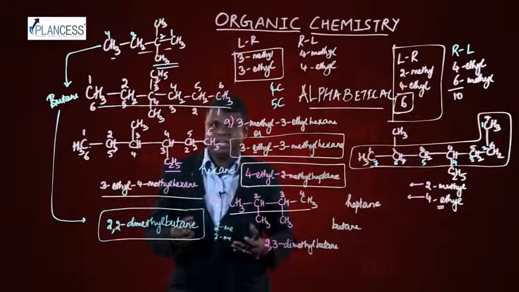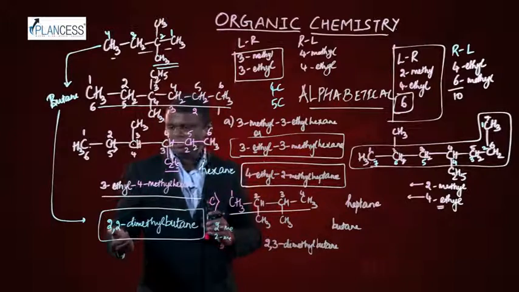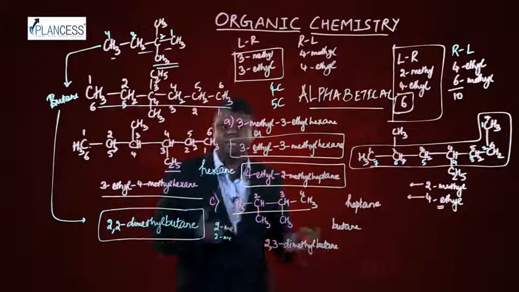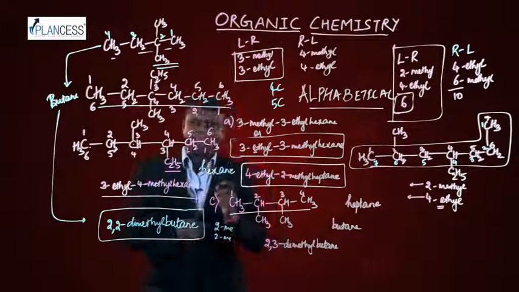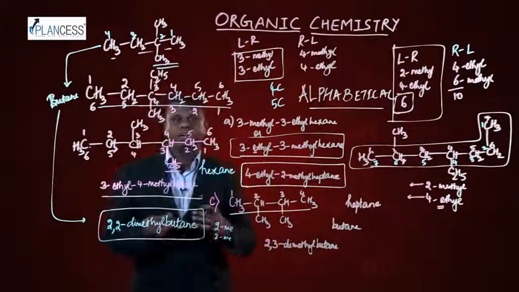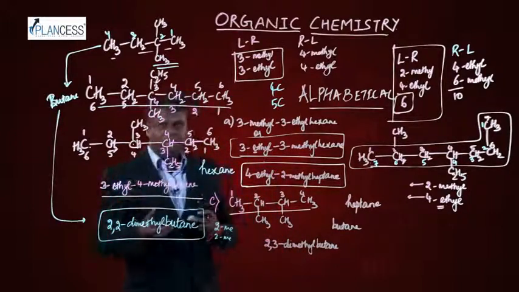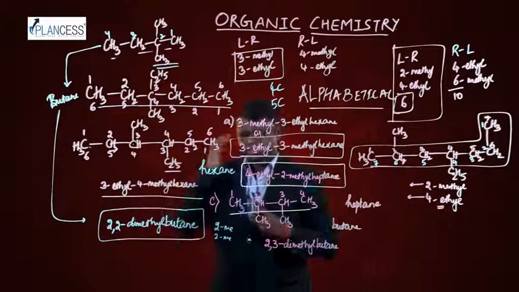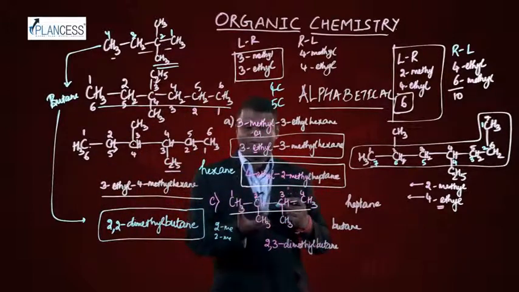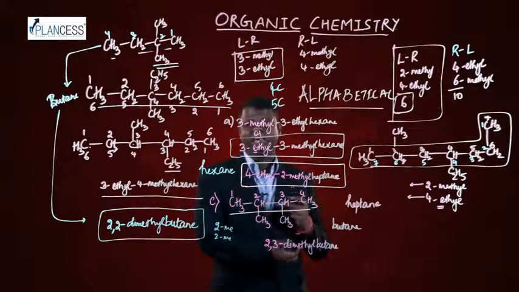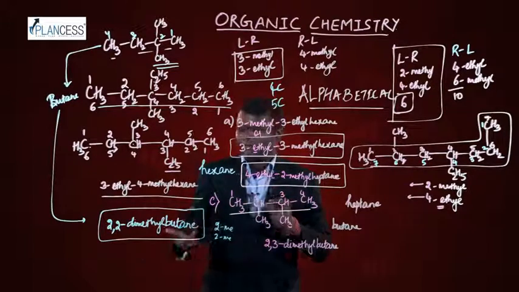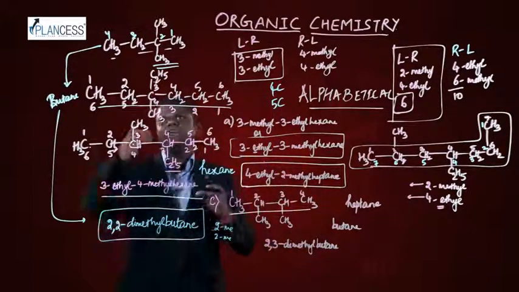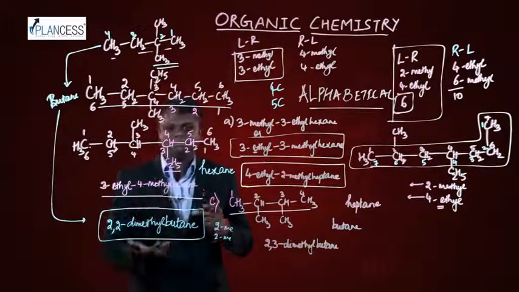The common mistake which you may make is you could simply write 2-dimethyl butane. That doesn't make any sense because every substituent has to be given a number. If at all you are confused, you just think of this example: when you are writing 2,3-dimethyl, then why not 2,2-dimethyl butane when you have 2 substituents at the same carbon?